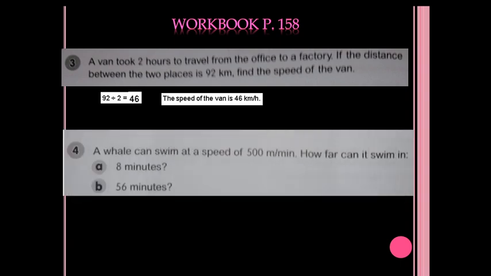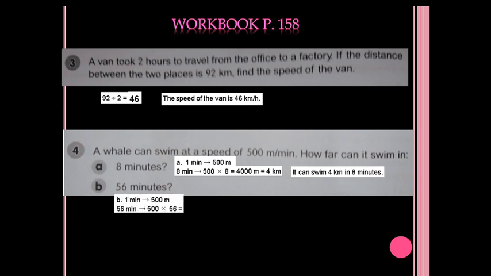Number 4. A whale can swim at a speed of 500 meters per minute. How far can it swim in A, 8 minutes, and then B, 56 minutes? A, 1 minute equals 500 meters. So 8 minutes, that means 500 times 8 equals 4,000 meters. Now you change into kilometers, so it becomes 4 kilometers. So it can swim 4 kilometers in 8 minutes.